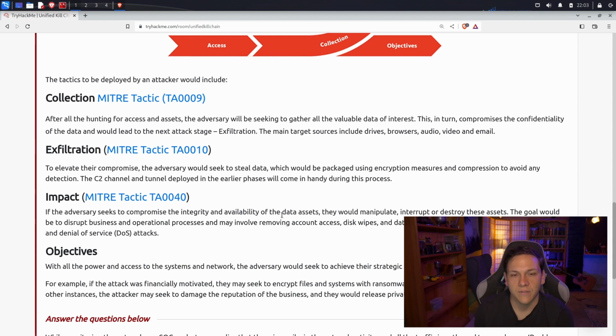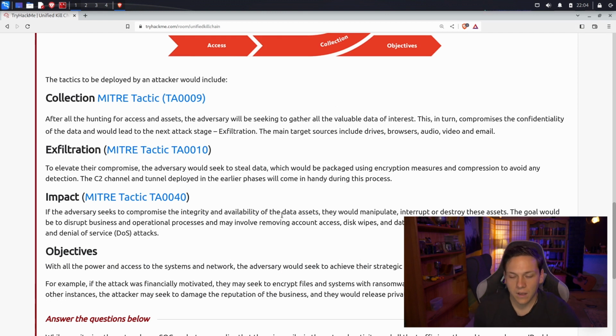Exfiltration. To elevate their compromise, the adversary would seek to steal data which would be packaged using encryption measures and compression to avoid any detection. The C2 channel and tunnel deployed in the earlier phases will come in handy during this process.